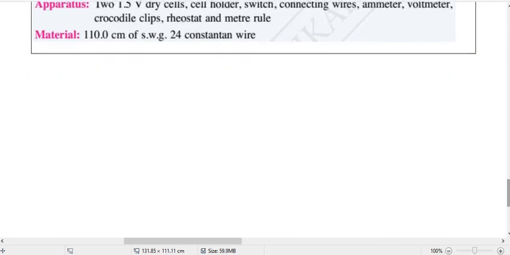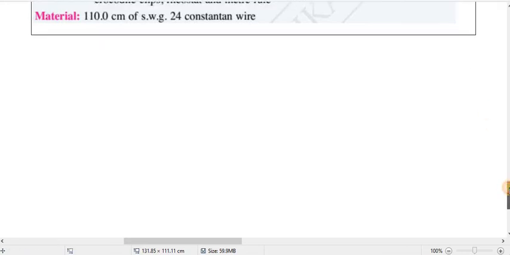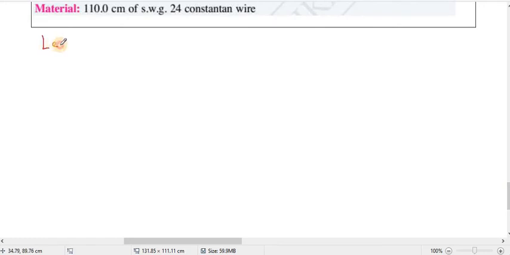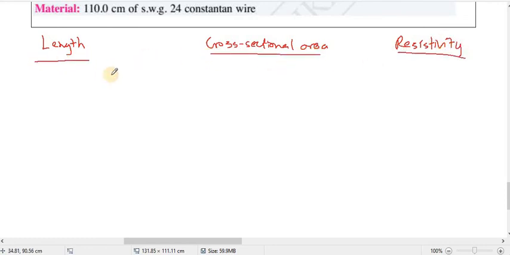What are the factors? I will straight away discuss. There are 3 factors: length, cross-sectional area, and resistivity. There are 3 things that affect the resistance of the conductor.